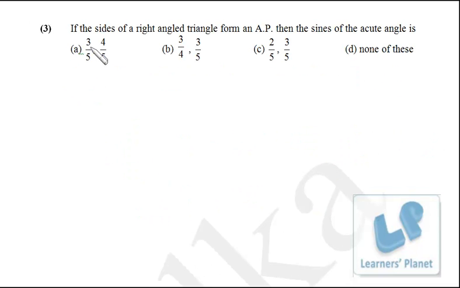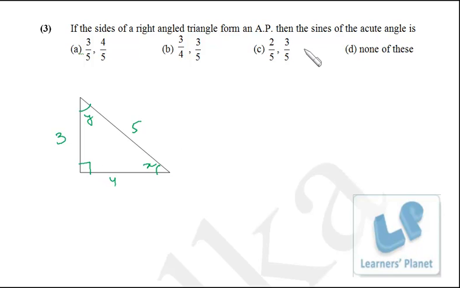Now see this question. If the sides of a right angle triangle form an AP, then the sines of the acute angle is. Okay, now we have one set of Pythagorean triplet where the three sides are in AP, right? That is 3, 4 and 5. 3 is this, 4 is this and 5 is this, right? Now this is the angle of 90 degree and this is an acute angle. I assume it to be X and this is angle Y, right?